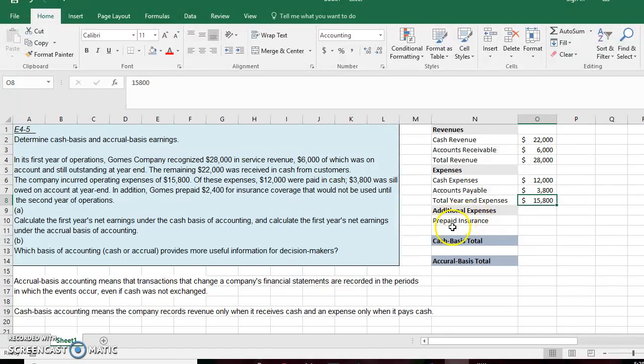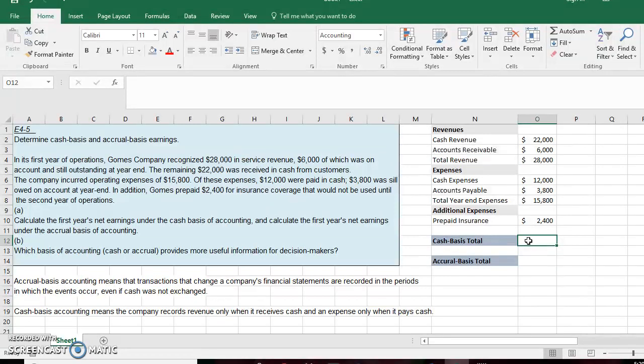Okay, the reason I have prepaid insurance as an additional expense is because we paid for it this year, but we are not using it this year. The accrual basis only uses what we're using this year, where the cash basis just shows whatever cash we've spent. So we prepaid $2,400 in insurance. We'll go ahead and put that in here as an expense. And now we need to calculate which one is the cash basis and which one is the accrual basis.